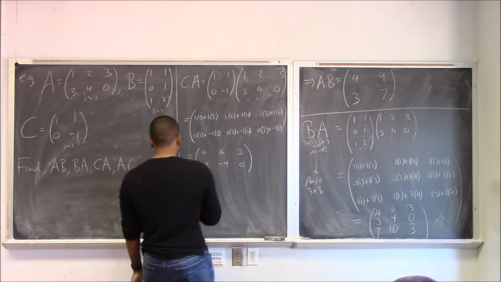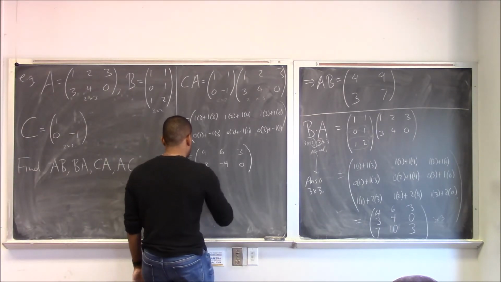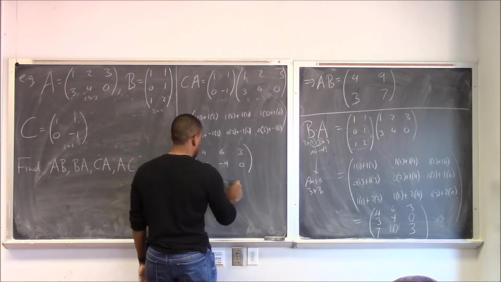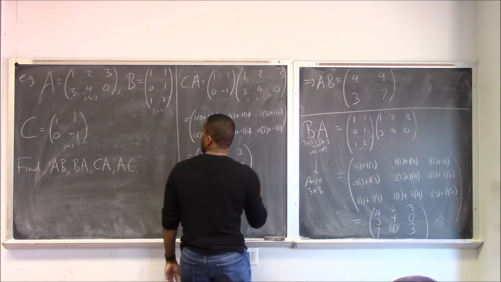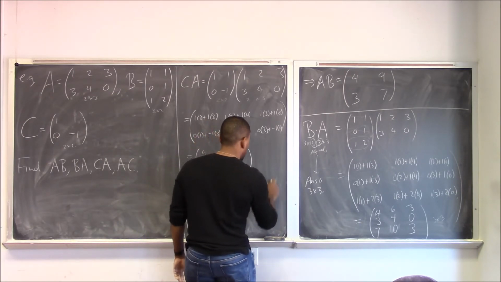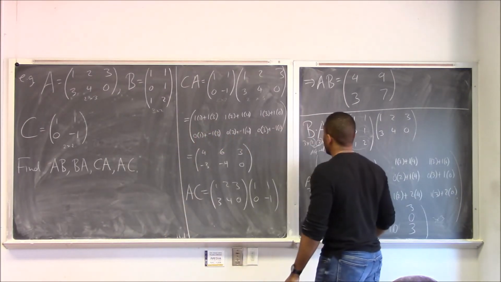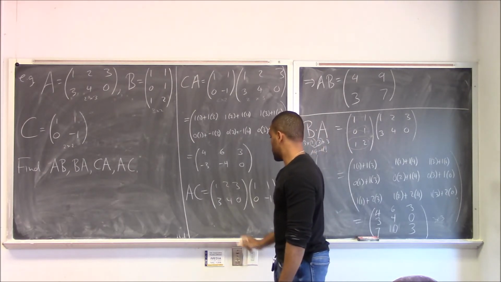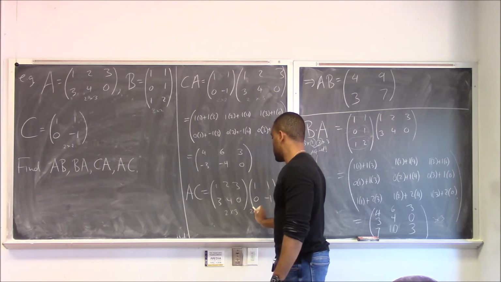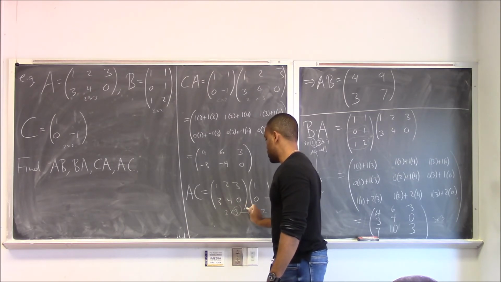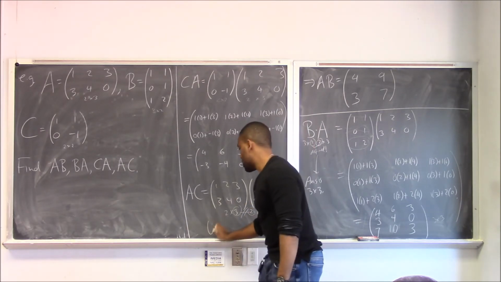What about A times C, AC? It's undefined. This here is a 2 by 3. This here is a 2 by 2. These do not match up, so this is undefined.